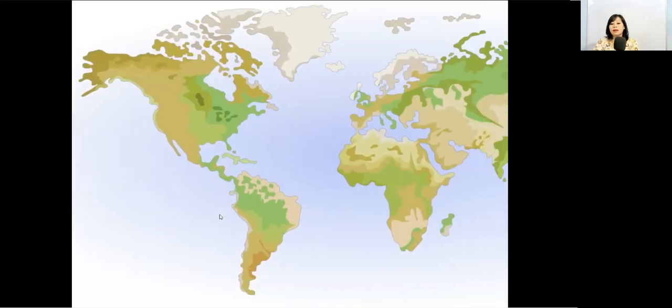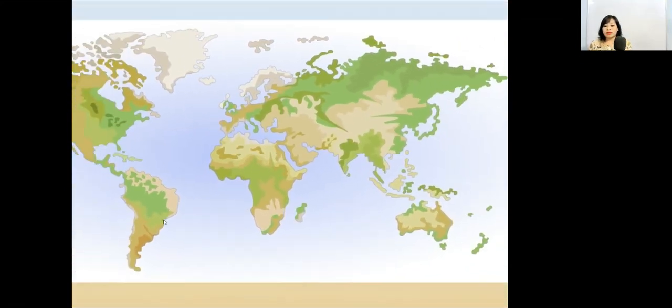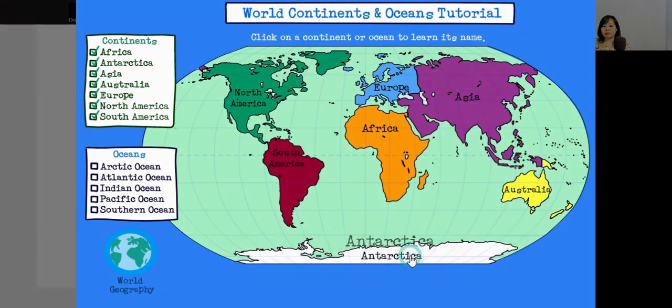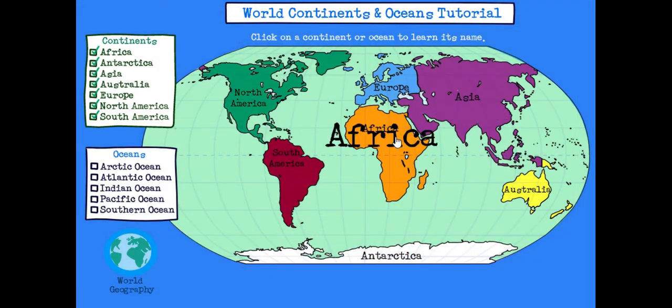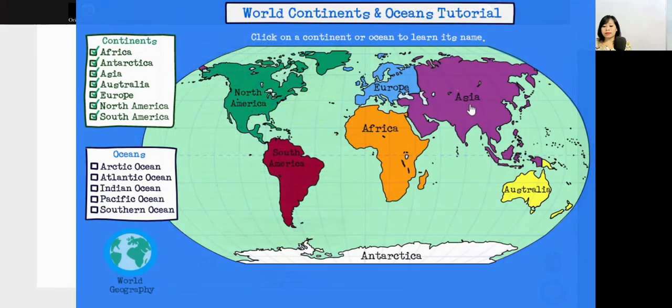These continents are further divided into smaller parts called countries. There are 7 continents. They are Asia, Africa, North America, South America, Europe, Australia, and Antarctica. The largest continent is Asia and the smallest continent is Australia.